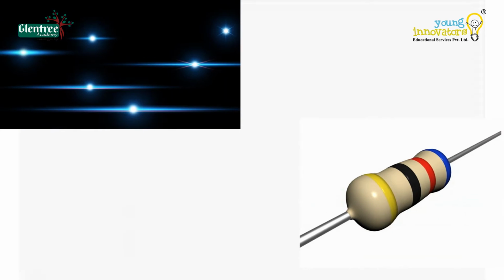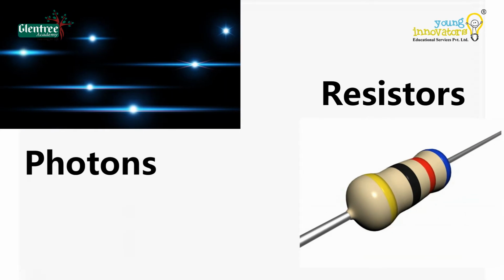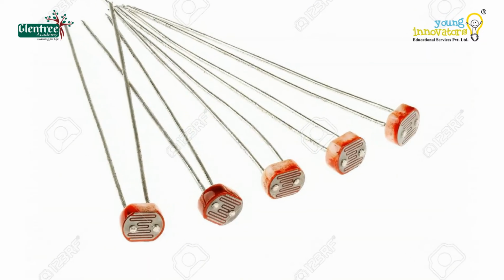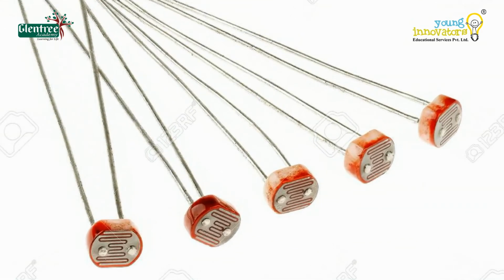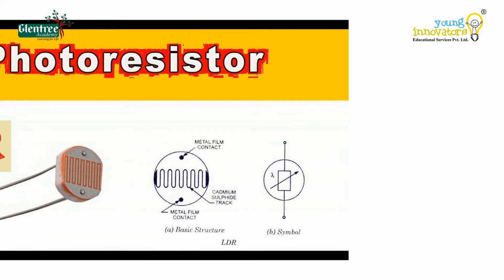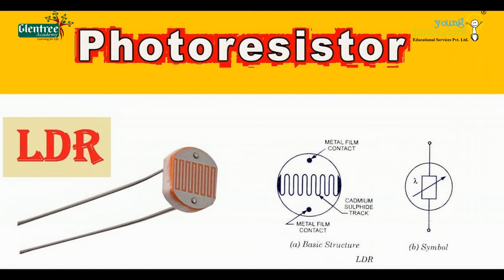Photoresistor is the combination of two words: photon, which means light particles, and resistor, which resists the current flow. True to its name, a photoresistor is a device or a resistor dependent on the intensity of light that falls on it. For this reason, they are also known as light dependent resistors, or commonly called LDRs.